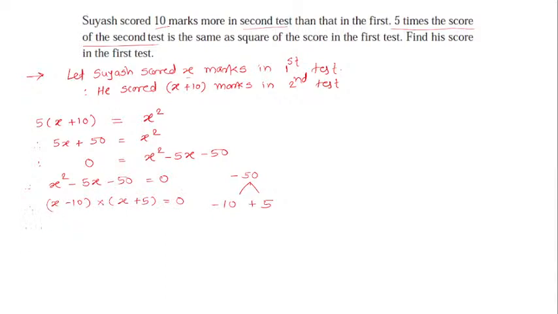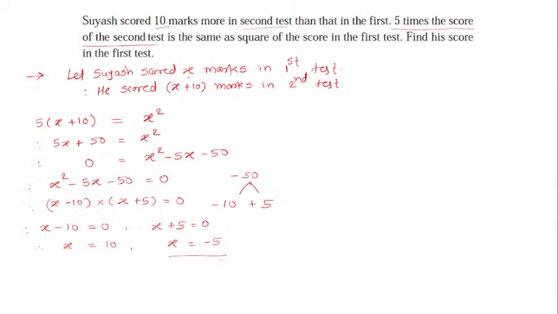Now as the product of these two is 0, any one of them must be 0, that is x minus 10 is equal to 0, or x plus 5 is equal to 0. That is, x is equal to minus 10, going to the right hand side it will be plus 10, and here also plus 5, going to that side it will be minus 5. Now we have got two values, x is equal to 10 or x is equal to minus 5.